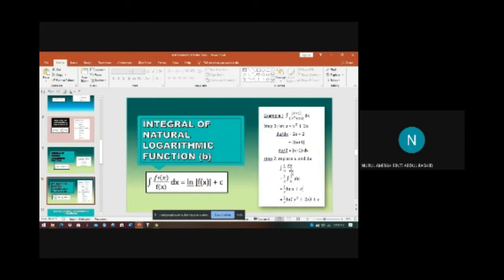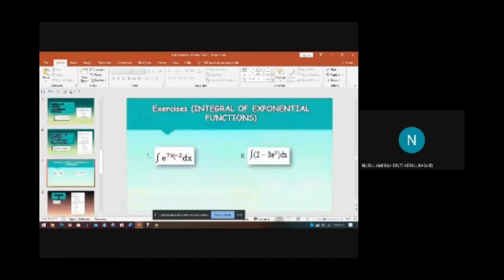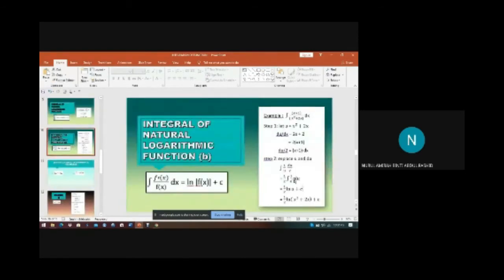Okay, next, you move the 2 into the front and we get 1 over 2 times the antiderivative of 1 over u du. So the final answer for this question is 1 over 2 ln bracket x squared plus 2x plus c.